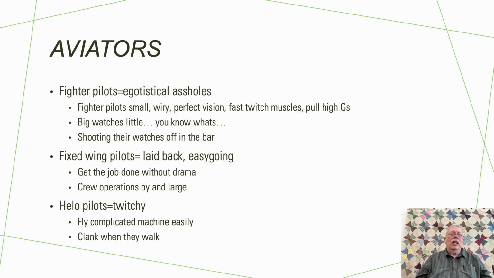Now, some personnel. So now we're getting down to the individual people. Fighter pilots, by and large, are egotistical assholes. Fighter pilots tend to be small, wiry, perfect vision, fast twitch muscles, and they can pull high Gs on a routine basis. They also have big watches and little you-know-whats. And their favorite thing to do is to shoot their watches off in the bar, parenthetically speaking, as they maneuver their hands. And I was doing this, yeah, whatever.